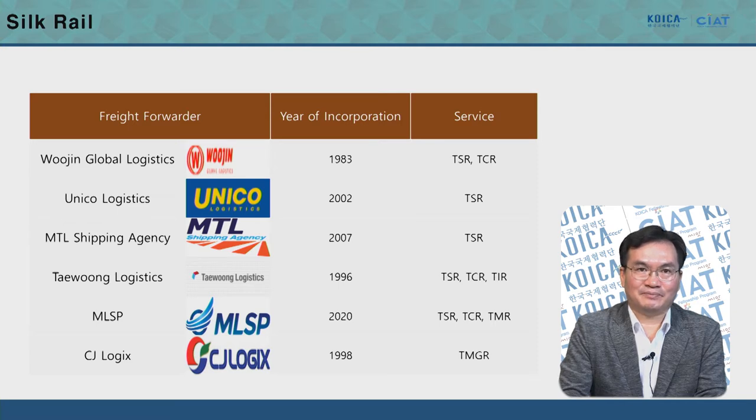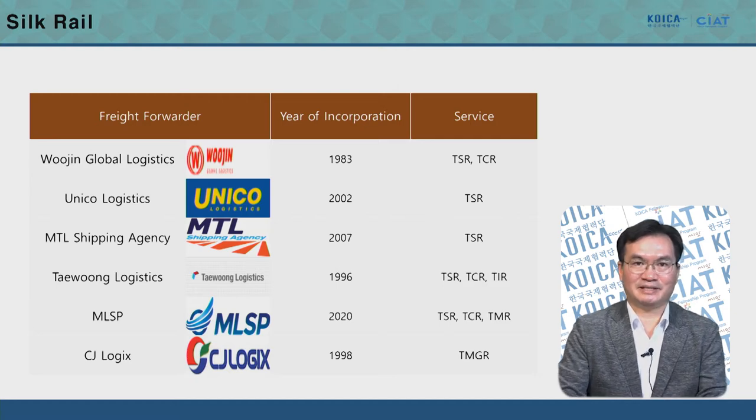They are freight forwarders that provide international logistics service in Silk Rail: Wujin Global Logistics, Unique Logistics, MTL Shipping Agency, Taeung Logistics, MSLP, and CJ Logics. Please refer to the table for the year of incorporation and the service provided by each company.